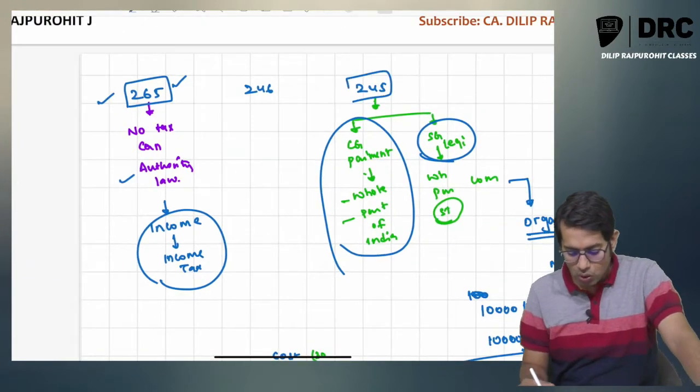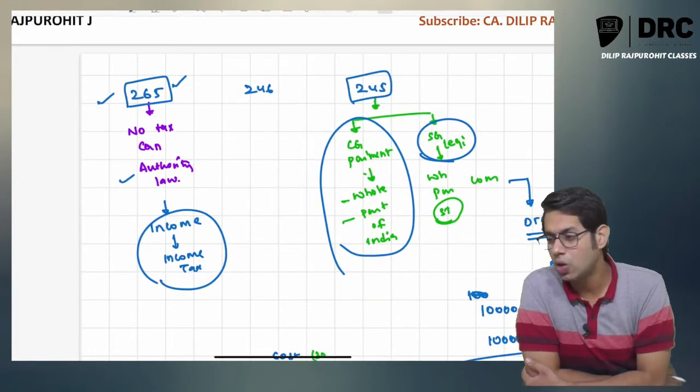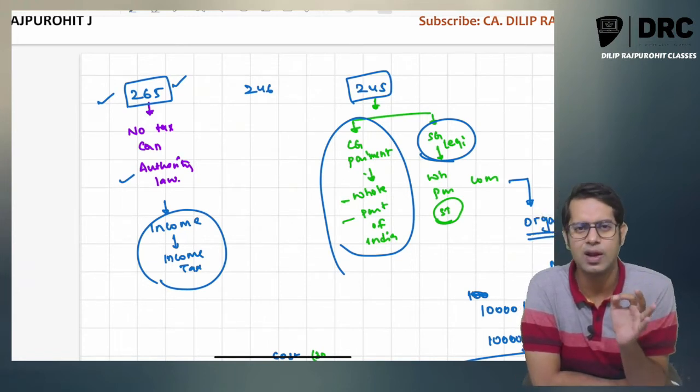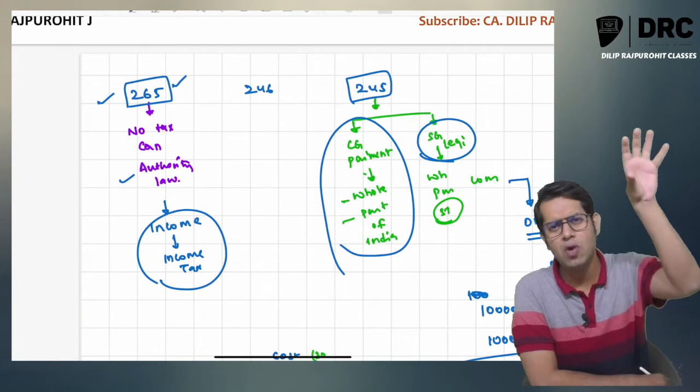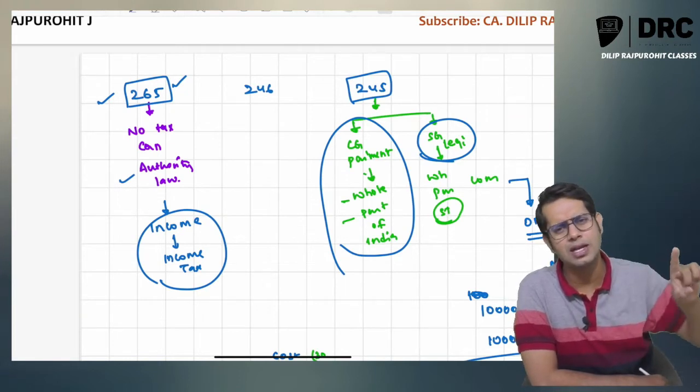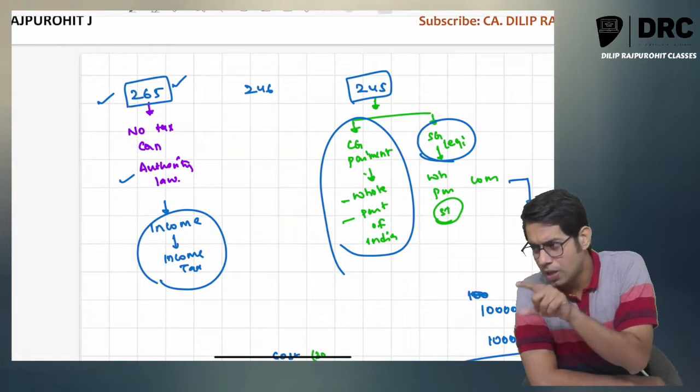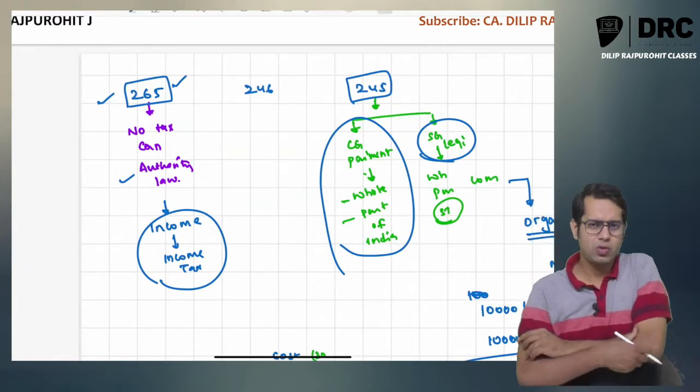Who gave the power to the central government or the state government? Article 245. Article 245 says that if you want to make the law for the whole or any part of India, the central government can make it. If you want to make the law in your particular state, then only the state government can make it.